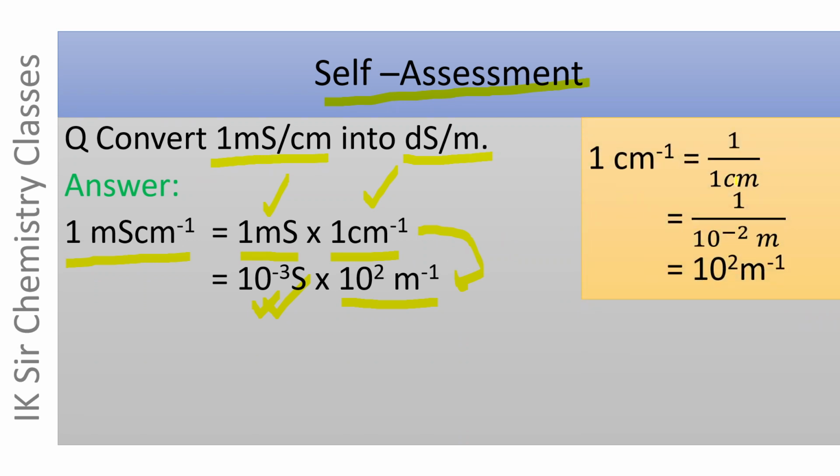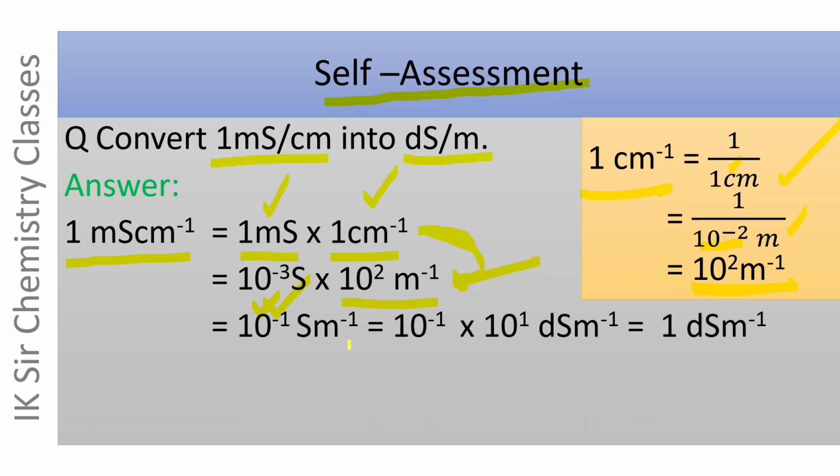1 centimeter inverse can be written as 1 by 1 centimeter. We know that 1 centimeter is equal to 10 to the power minus 2 meter. Centi means 10 to the power minus 2, and on solving it gives 10 to the power 2 per meter. 1 centimeter inverse is equal to 10 to the power 2 meter inverse. On solving it, we get 10 to the power minus 1 siemens per meter.